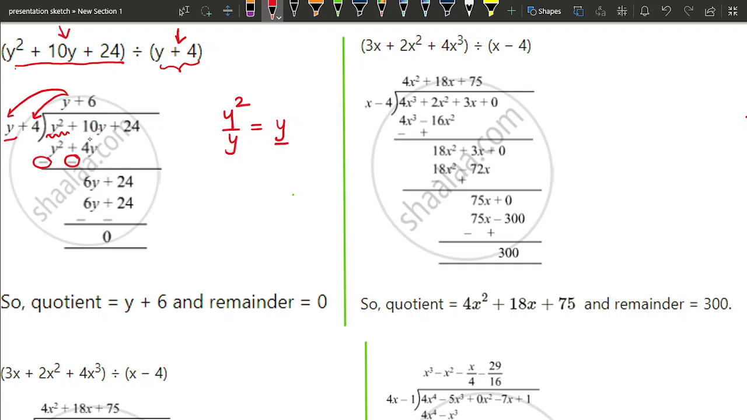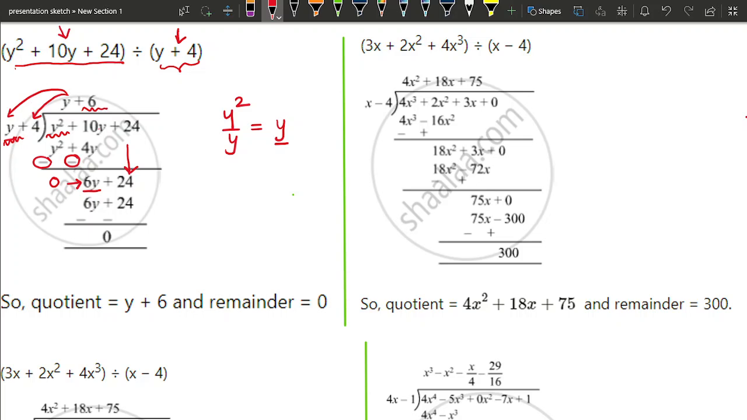So now 10y minus 4y will give you 6y. y square minus y square will give you nothing but 0. Then after that, 24 you will take down here. Now this is going to be a new dividend. 6y is the term. Now here 6y is divided by the first term of the divisor, that is y, which will give you nothing but 6, and that term is written over here, plus 6.